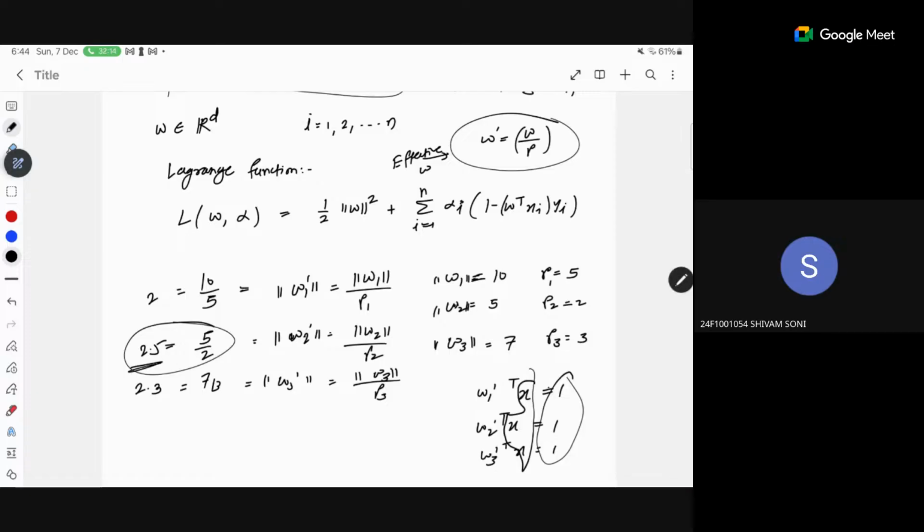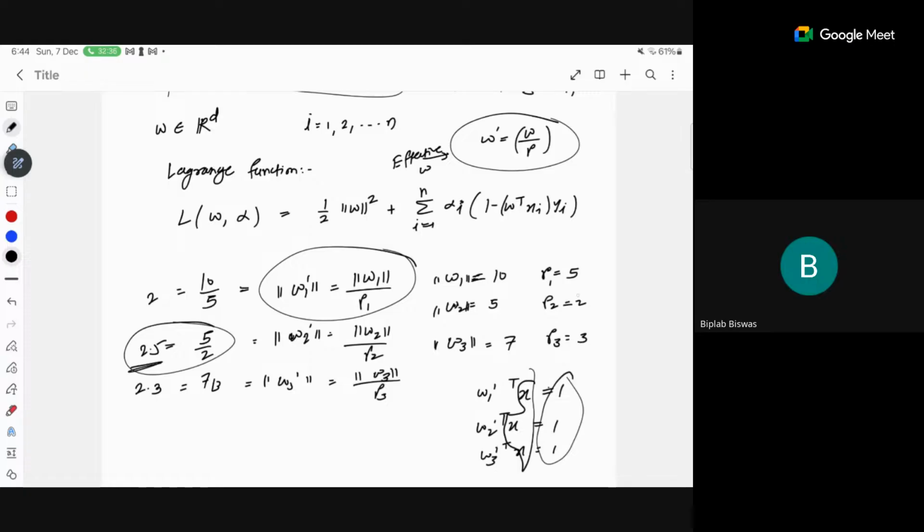Sir, but for the first one gamma 1 is 5. We have to select the maximum margin, right? See, if that was the case, then I shouldn't be doing this thing, right? Why are we doing this effective W? Why are we taking effective W to compare, right?